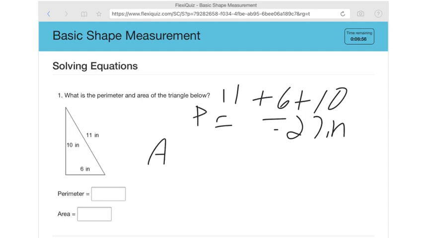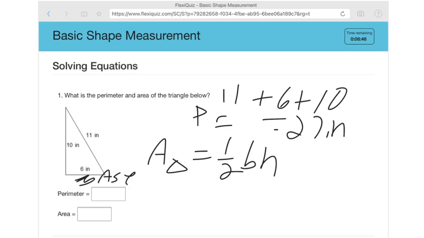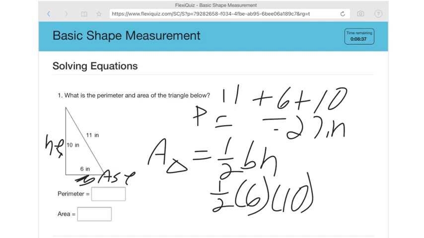Now the area, the formula for an area of a triangle is 1/2 base times height. So in this case, the base is 6 and the height, just abbreviate H-E for height, the height is 10. So that's going to be 1/2 times 6 times 10. 6 times 10 is 60. Half of 60, of course, is 30. And so that's going to be 30 square inches.